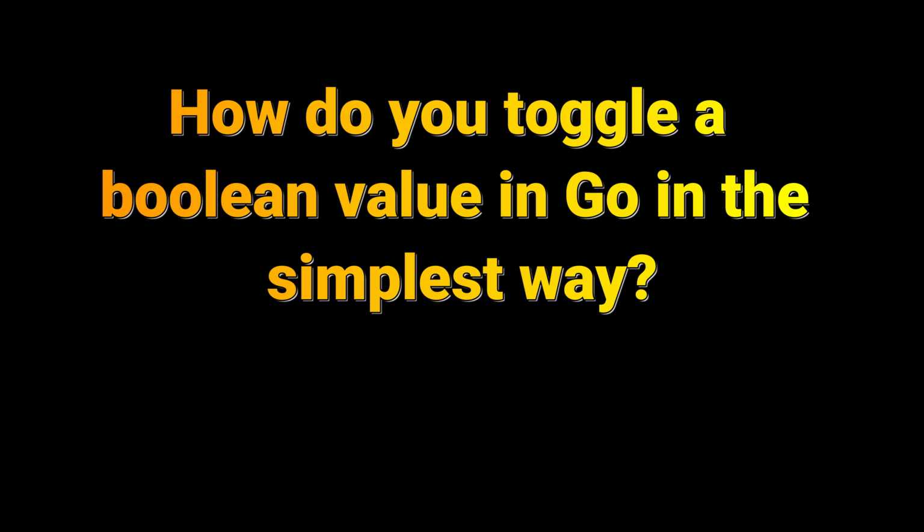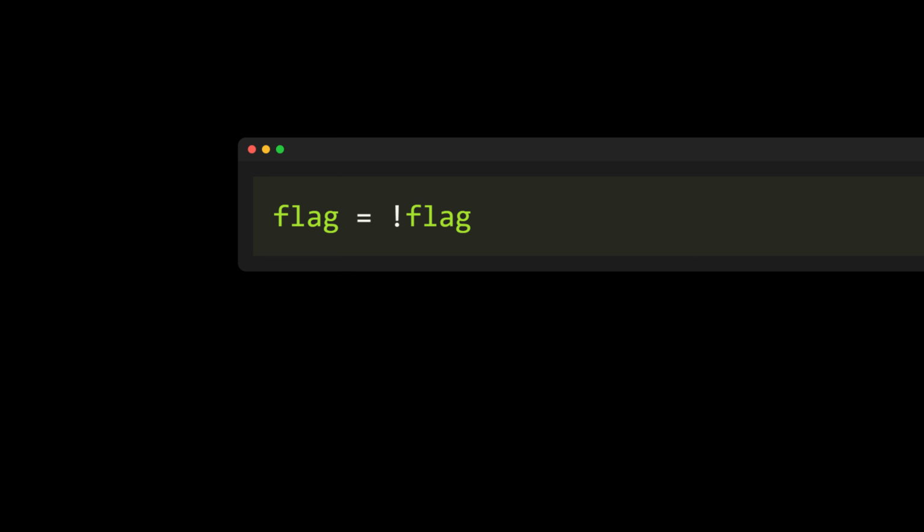Question: how do you toggle a Boolean value in Go in the simplest way? Answer: in Go, you can toggle a Boolean value using the not operator. If flag was true, it becomes false. If it was false, it becomes true. This is the simplest and most common way to flip a Boolean value in Go.